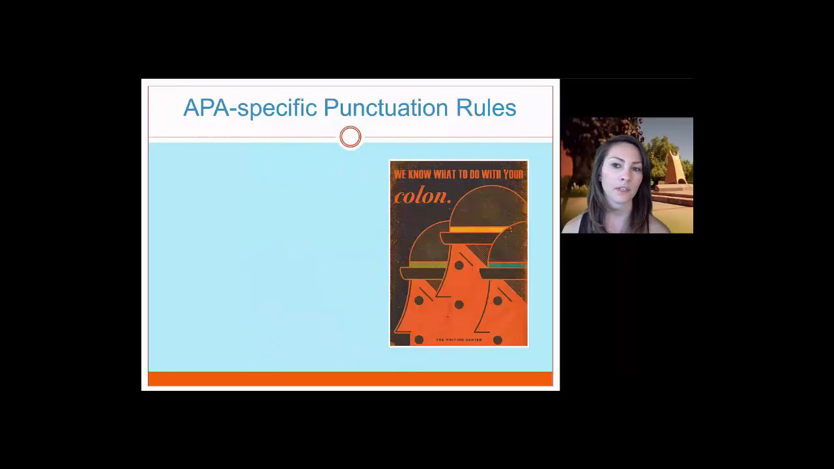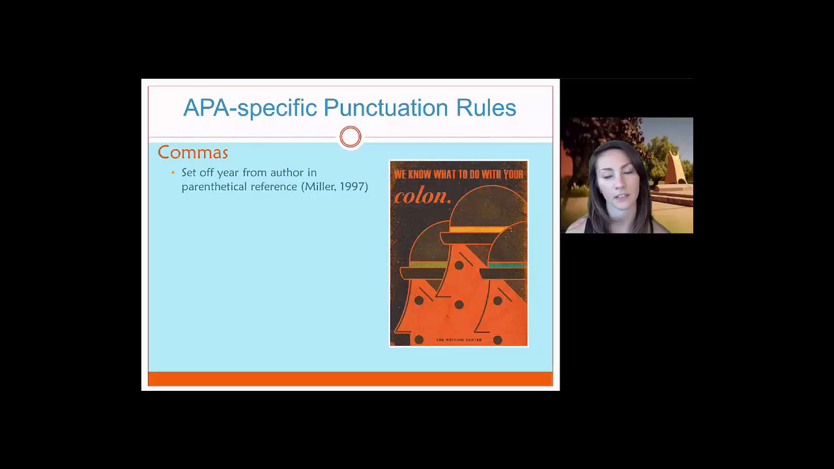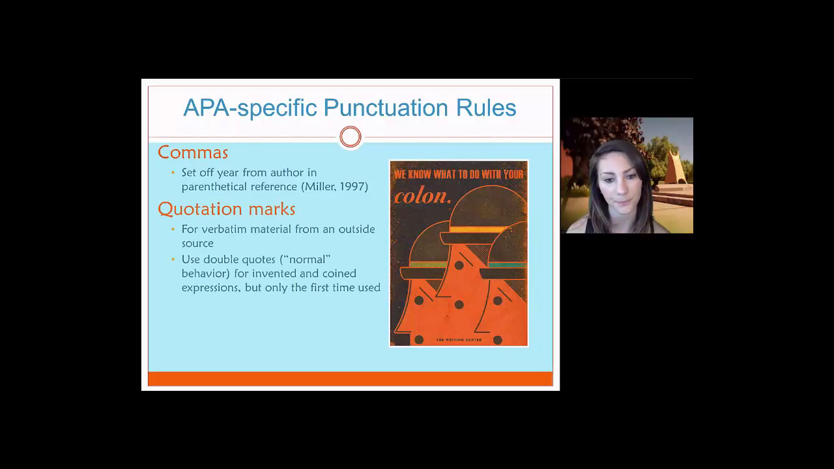There are some APA specific punctuation rules that I'm going to go over. First one refers to commas. You would set off year from author in a parenthetical reference, so Miller, comma, 1997. Quotation marks are used for verbatim material from an outside source. You also use double quotes for invented expressions, but only the first time used.